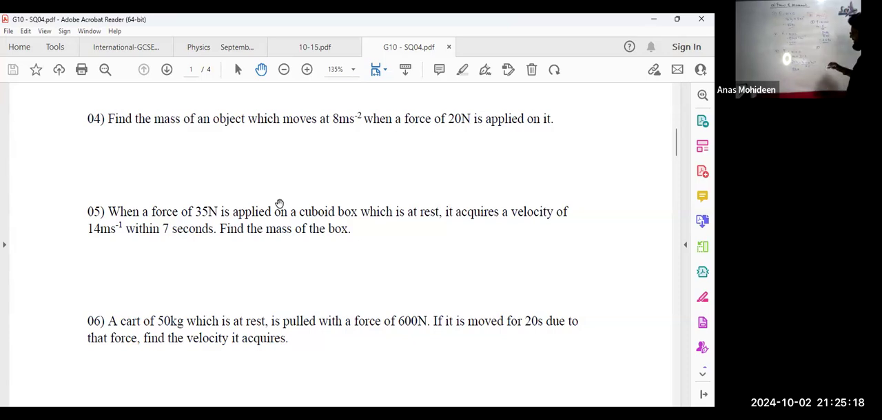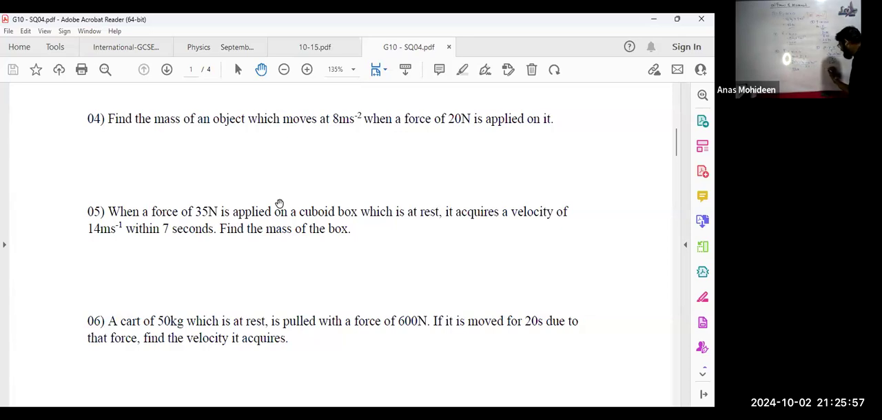So I have to subject m, or else what I do, first I'll find out the acceleration. a equals v minus u over t. So what is v here? The object at rest acquires 14. So 14 minus 0 meters per second, dividing by 7 seconds. 14 divided by 7 is 2. 2 meters per square second is the acceleration.